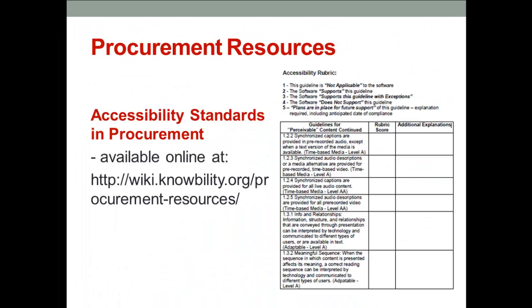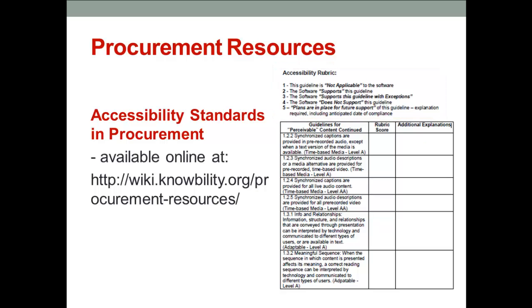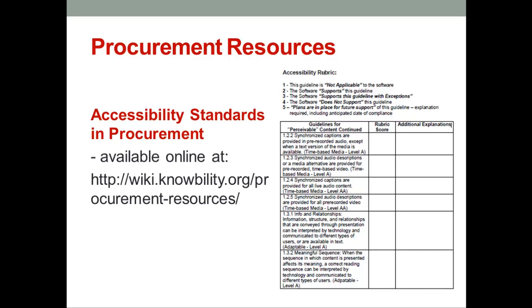Another procurement resource that is available through Knowbility is a document entitled Accessibility Standards in Procurement. This document outlines all of the WCAG 2.0 Level A and AA requirements into a 5-point rubric. Vendors would be expected to complete the rubric as part of an RFP document and specify how their product scores on each WCAG standard. The bottom of this document contains some legal language that has been vetted by the Texas Health and Human Services Department. Essentially, the language holds vendors accountable for the claims they make about the accessibility of their product.